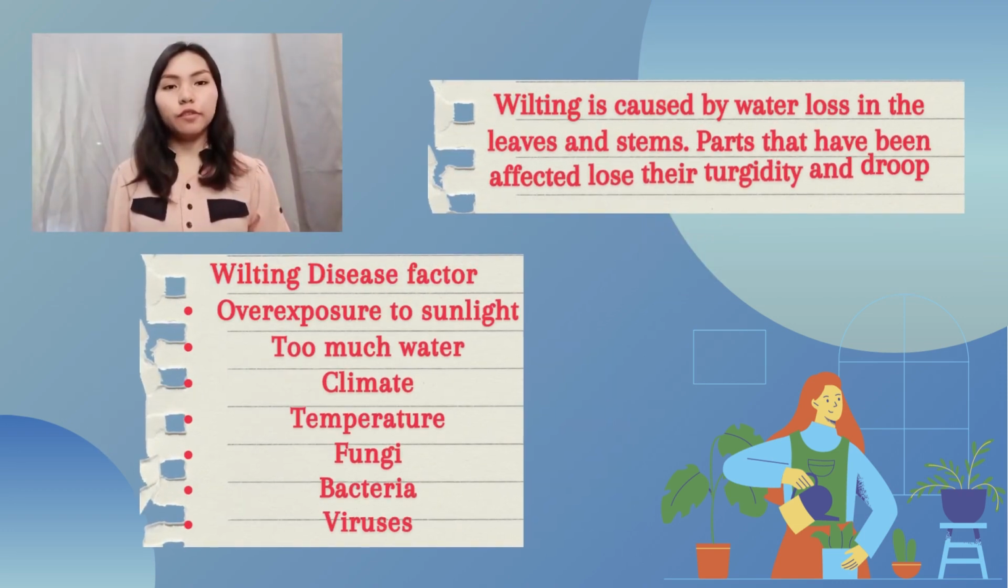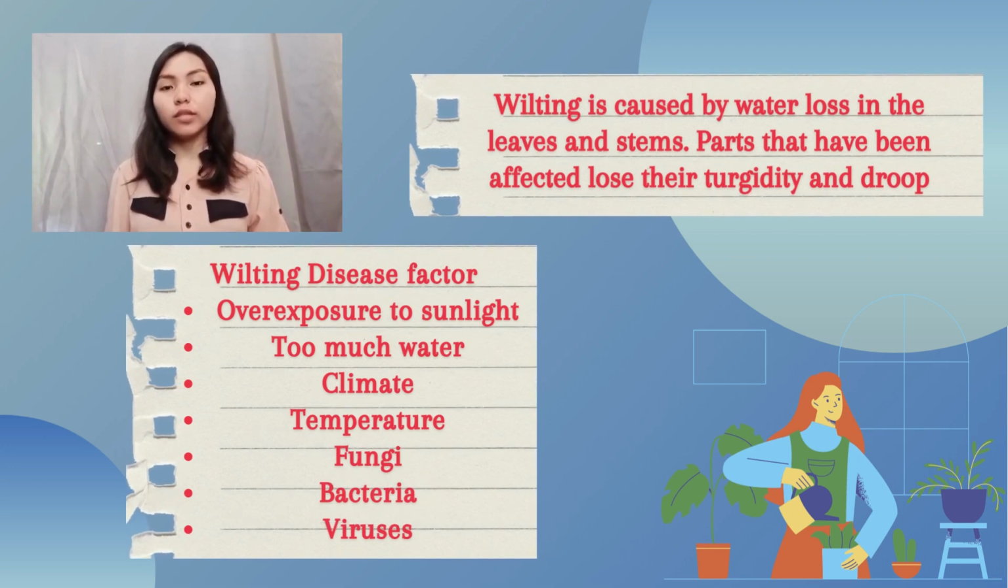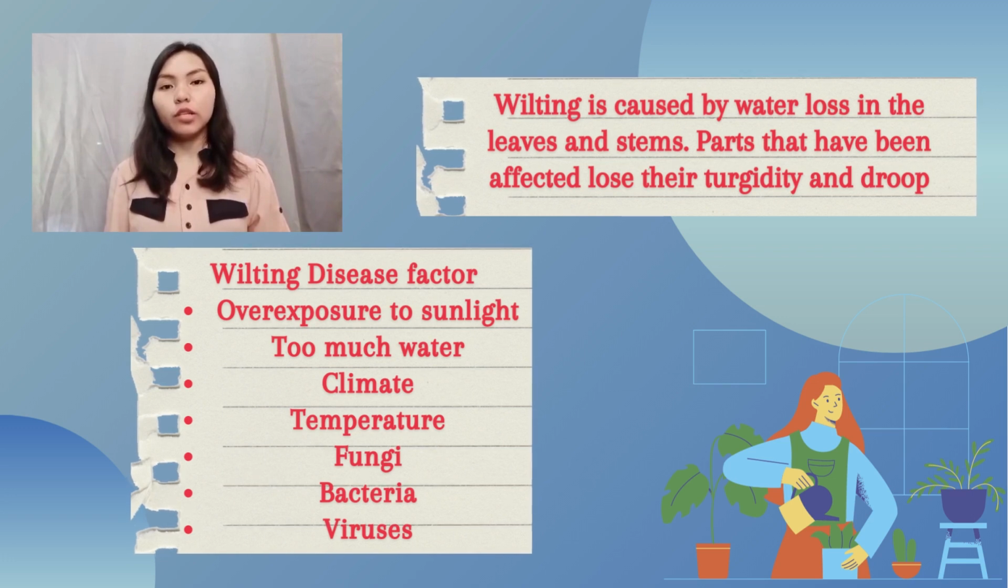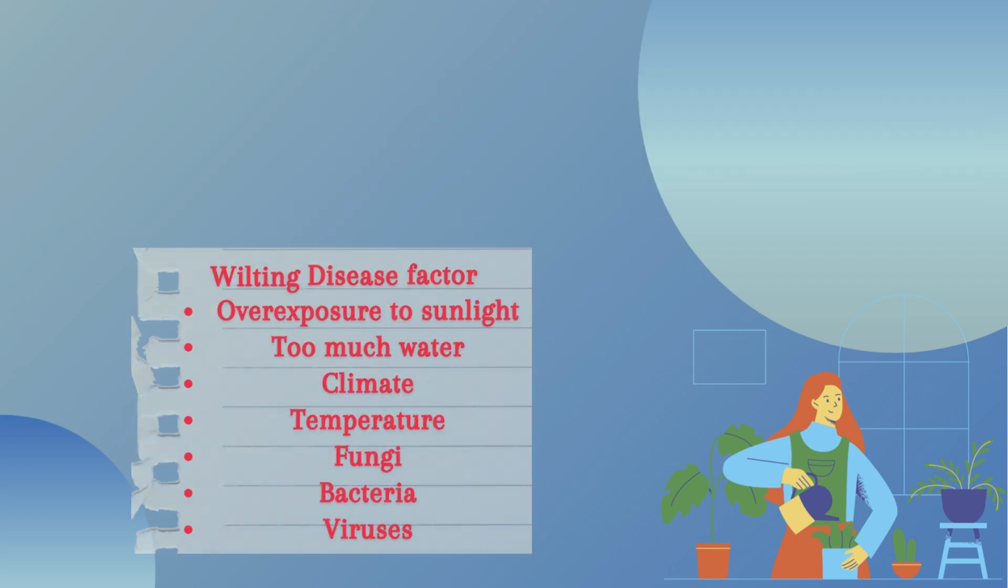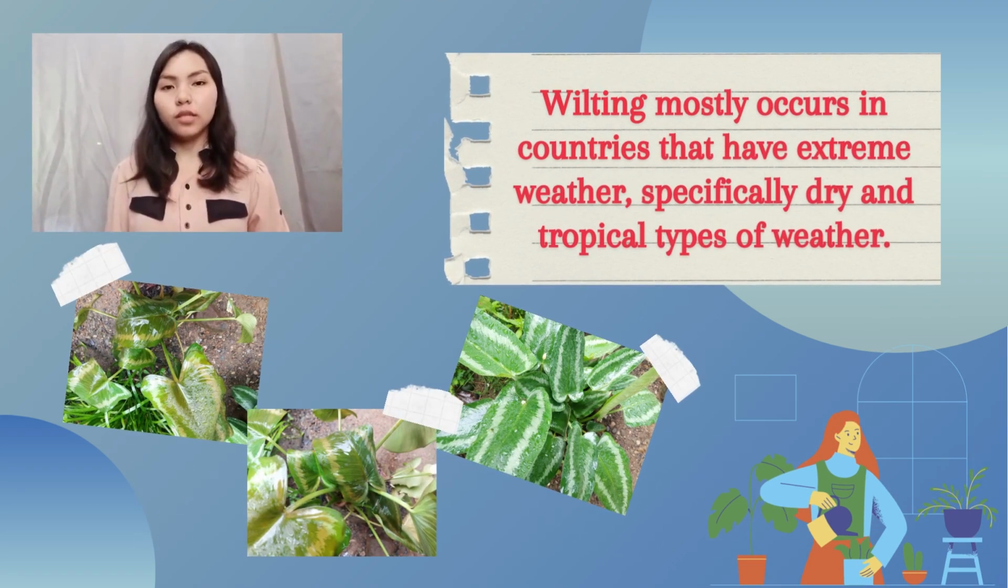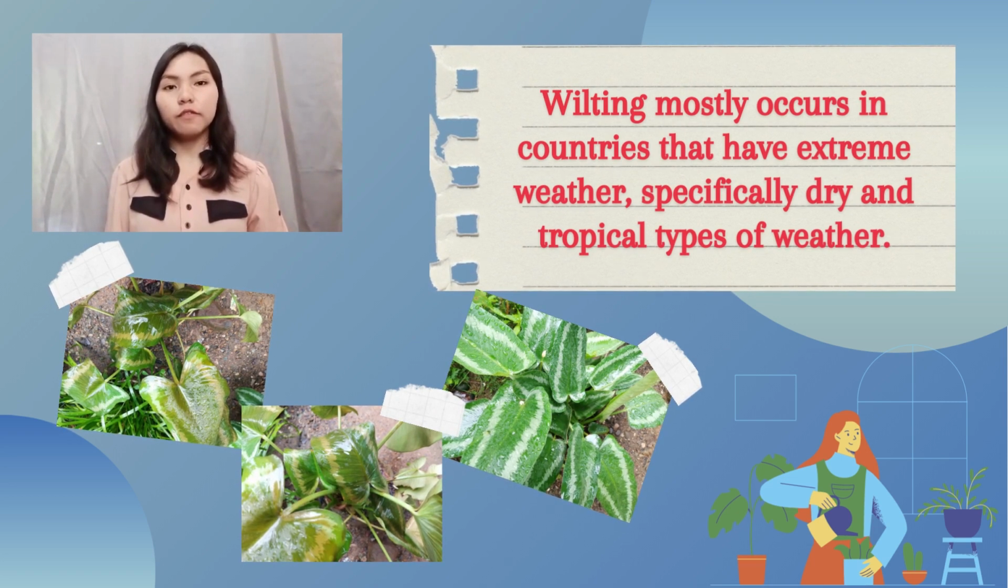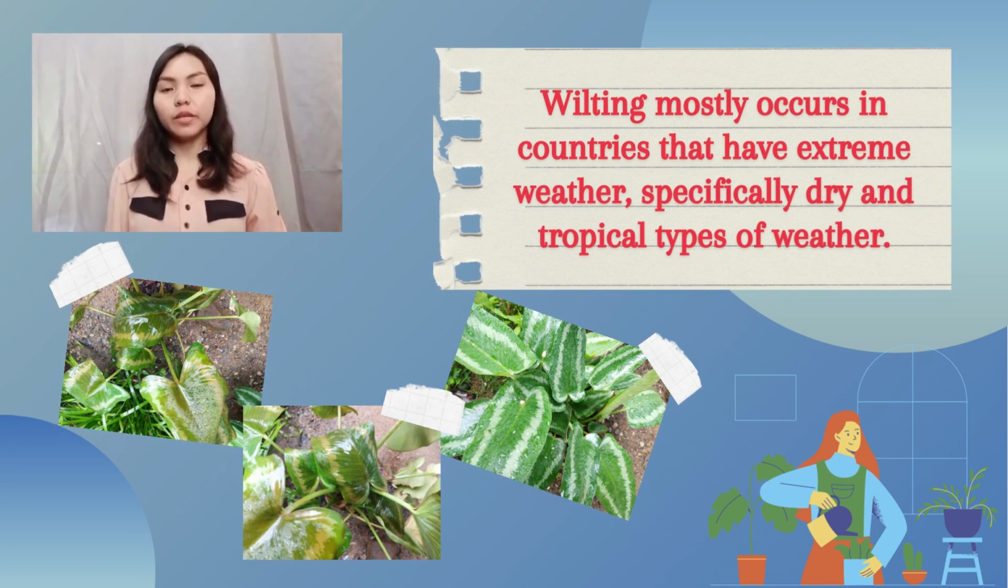Wilting can occur in every country because it can happen depending on the factors. It's either too much exposure to sunlight, too much water, the climate, or the temperature that the plant was exposed to. Although wilting is commonly caused by loss of water, it can also be due to bacteria, fungi, and viruses. In addition, wilting mostly occurs in countries that have extreme weather, specifically dry and tropical types of weather.